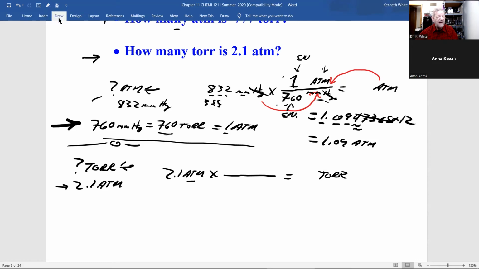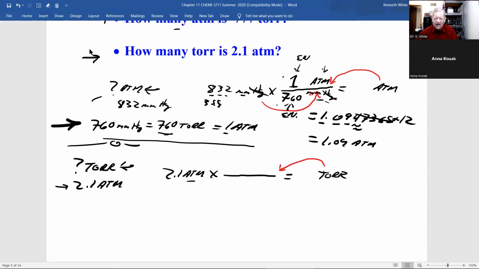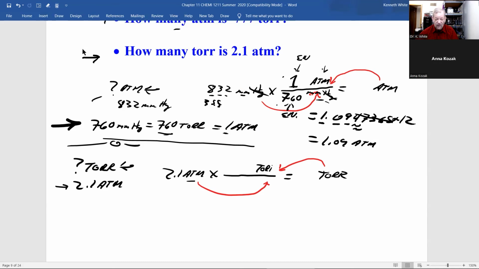So it's now time to use our good buddy, our good friend, unit analysis. Whatever we're trying to get to goes on top of the ratio. Whatever units we don't want in our answer, we're trying to get rid of, goes underneath that ratio. So now I'll write that in. And where do I find that relationship? Right here. 1 atmosphere equals 760 torr. And these are both exact numbers.